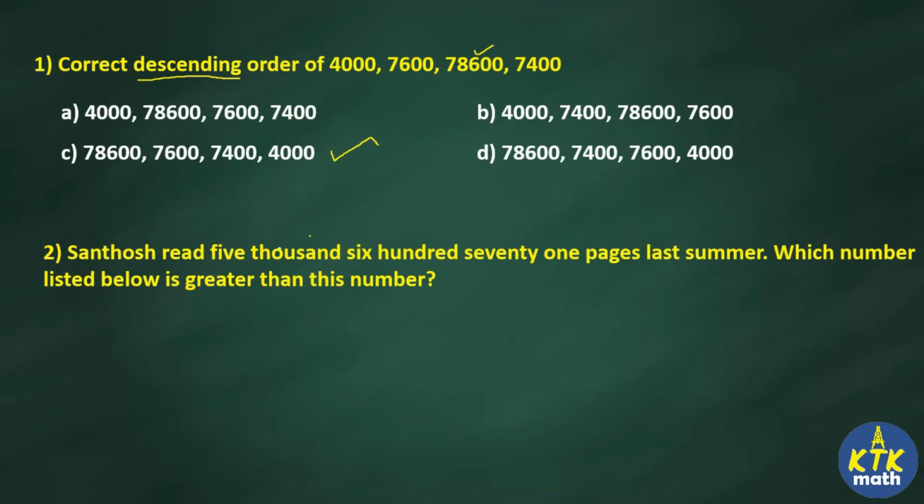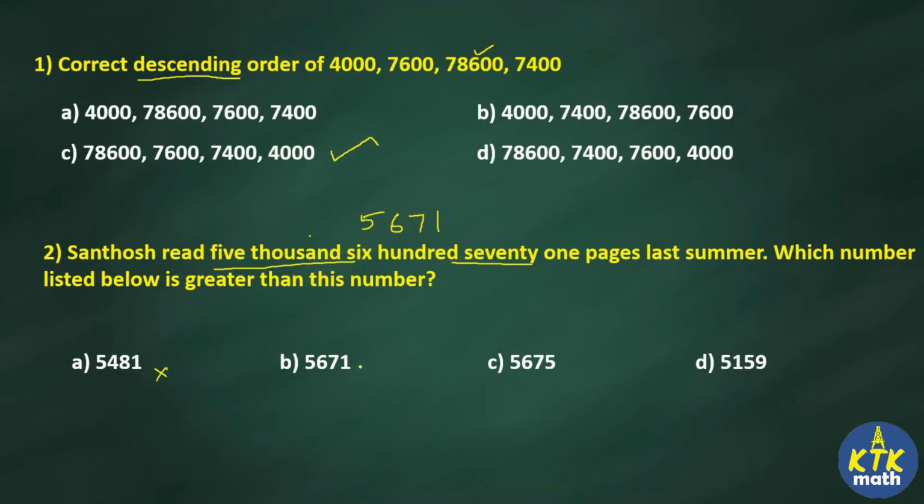Santosh read 5671 pages last summer. Which number listed below is greater than this number? So here check out the options. They give four numbers. So before that, you just convert this word into numerical. 5671. Okay, 5671. This is what given here. Okay, here the question is which number listed below is greater than this number. So this is smaller, and this is equal, and this is greater. Yes, this is greater, and this is smaller.